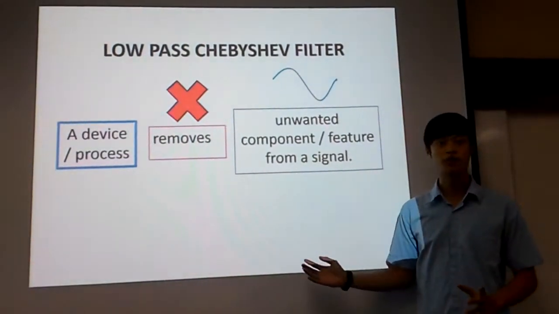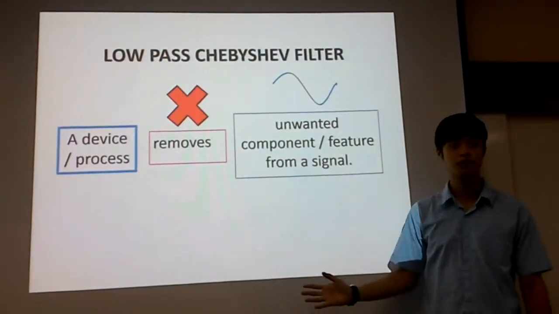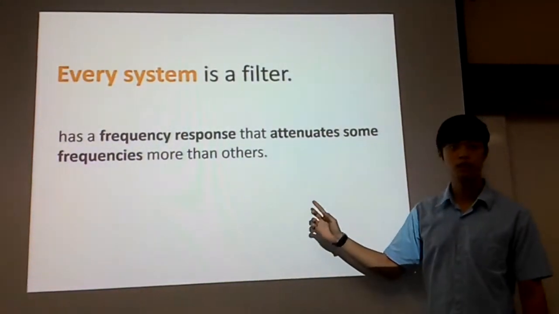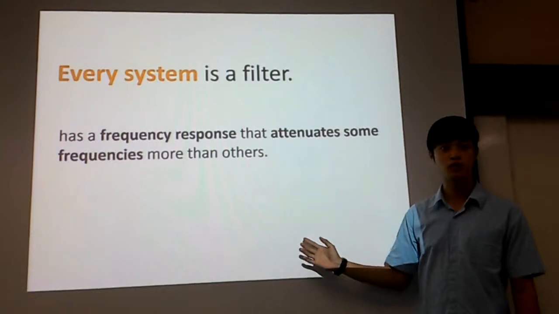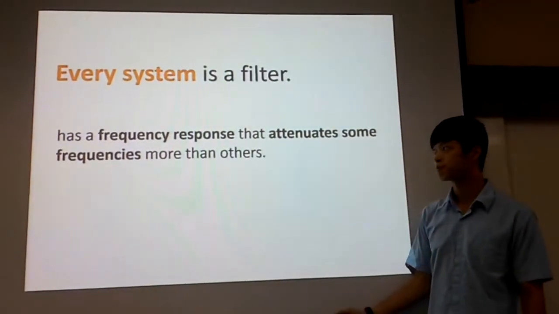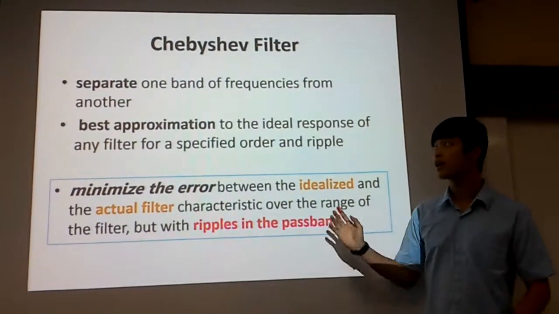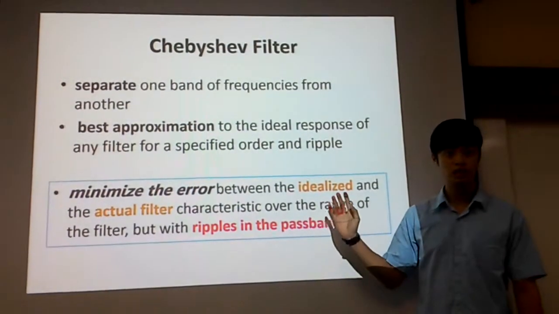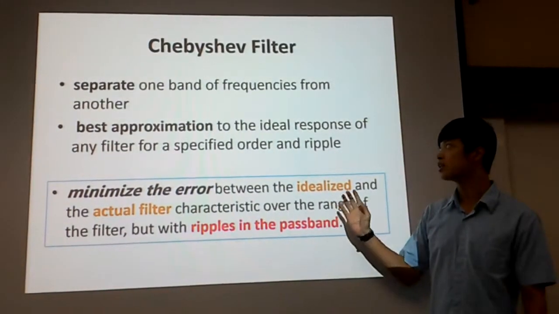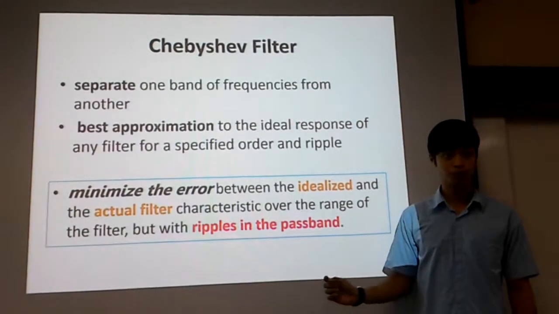This filter is a device or process that removes unwanted components or features from a signal. Every system is a filter. The system has a frequency response that attenuates some frequencies more than others. And the Chebyshev filter is used to separate one band of frequency from another, and is the best approximation to the ideal response of any filter of a specific order and ripple.